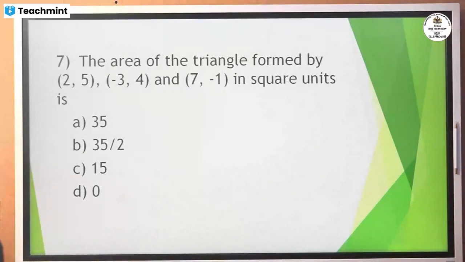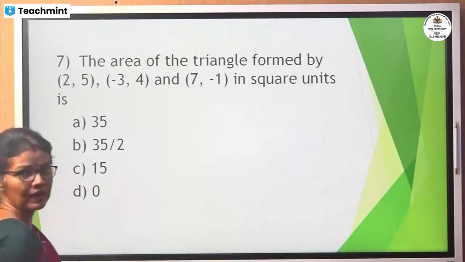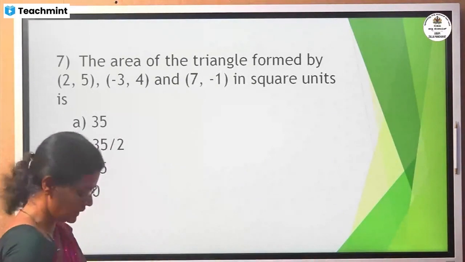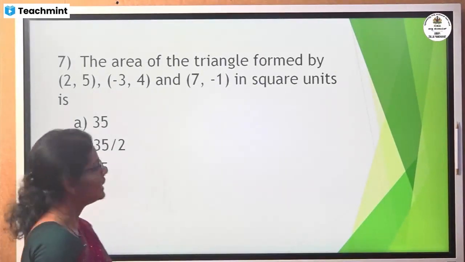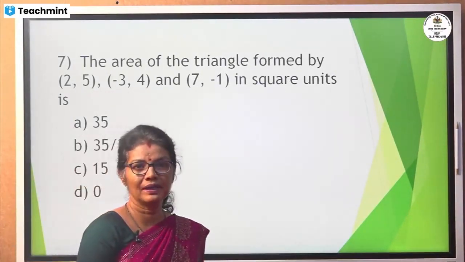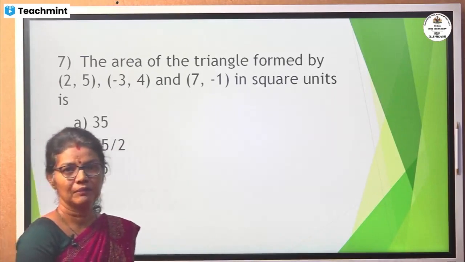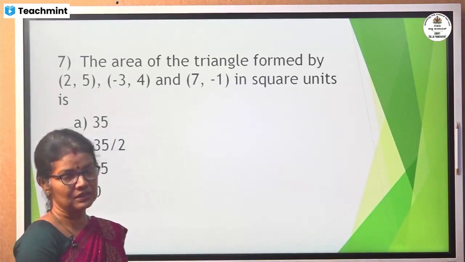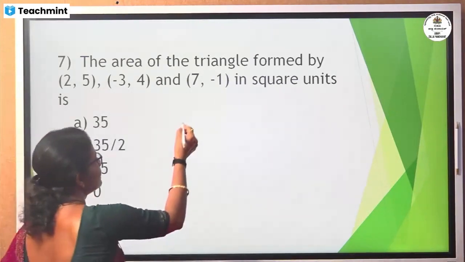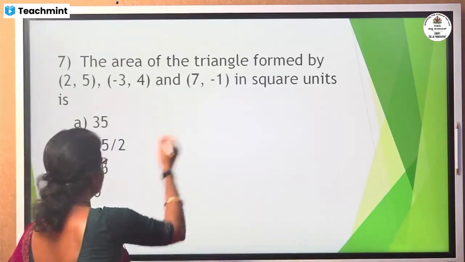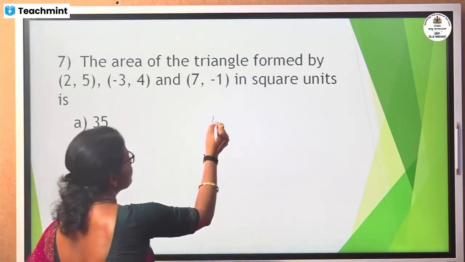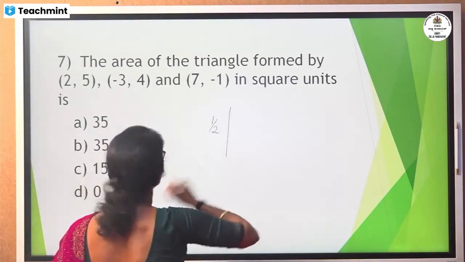Next question. The area of the triangle formed by (2, 5), (-3, 4) and (7, -1) in square units. So we'll use the determinant method: half into the determinant value.